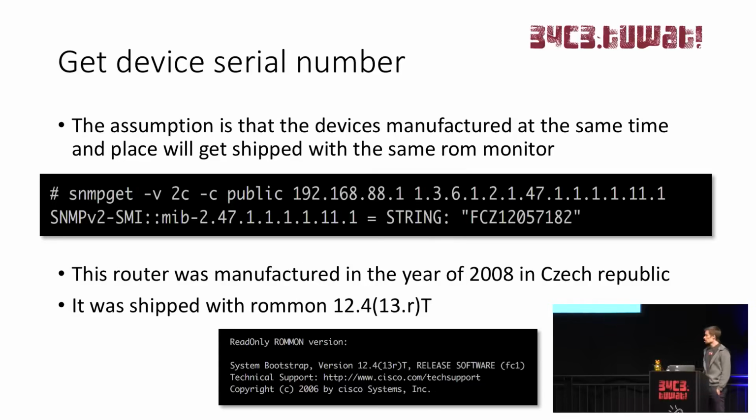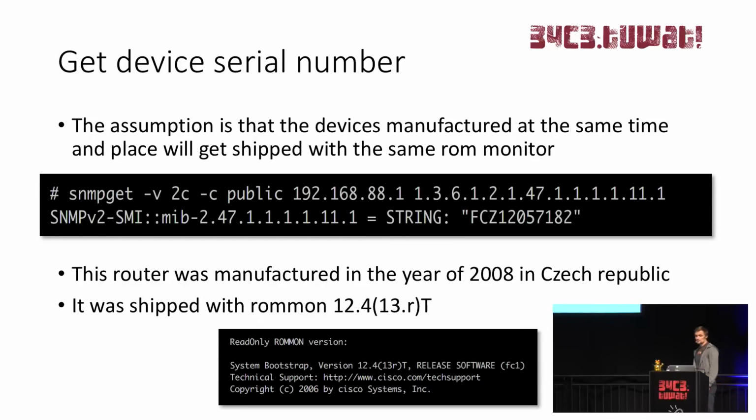You can query your serial number of your router using SNMP get. So for example, my lab router is manufactured in the year of 2008 in Czech Republic. So and it has the following version of ROM monitor.